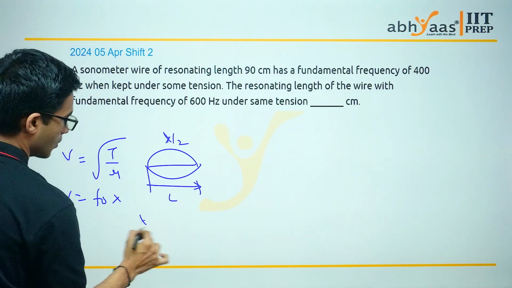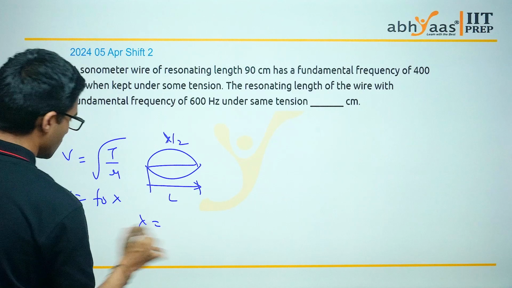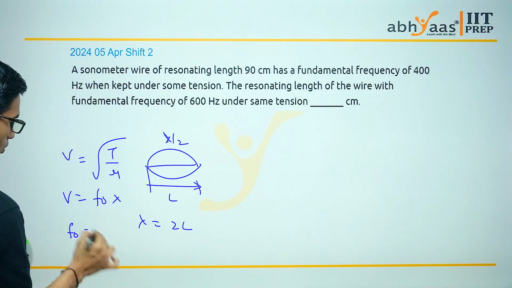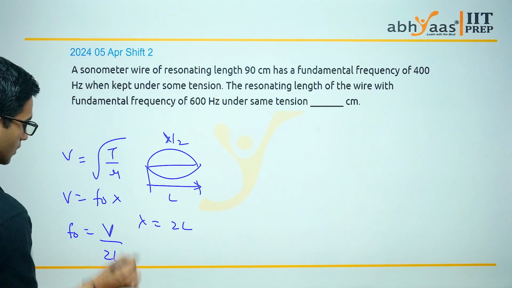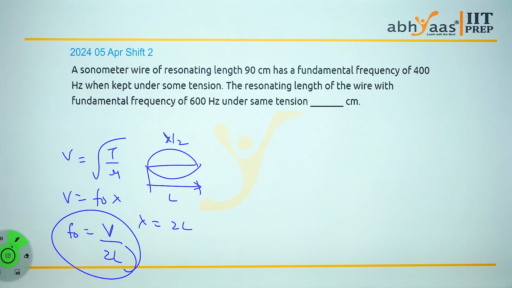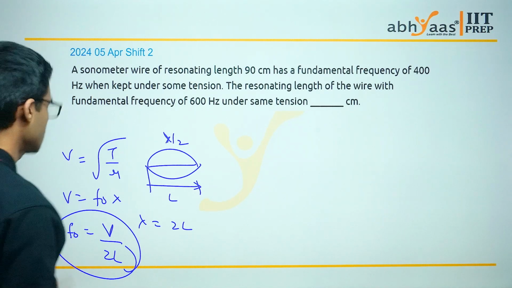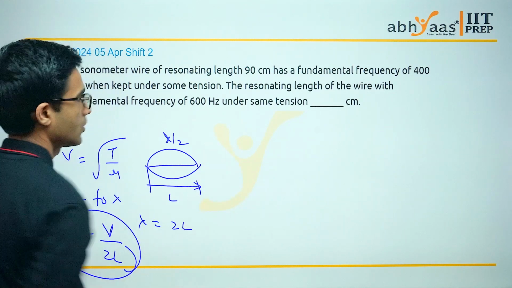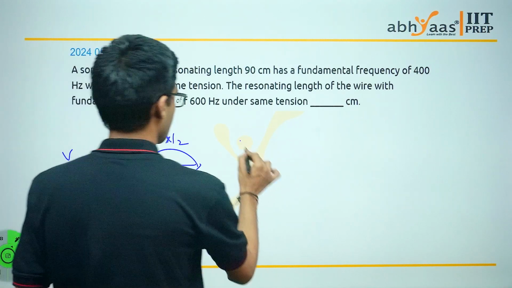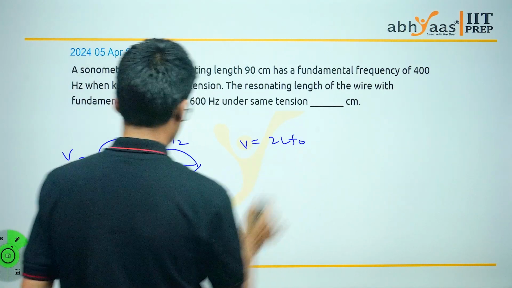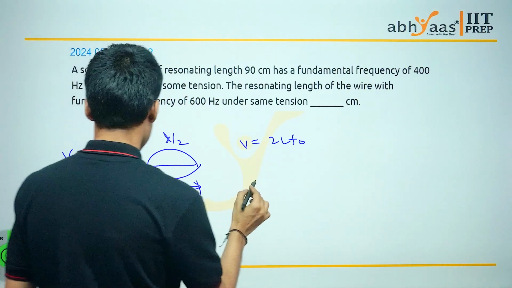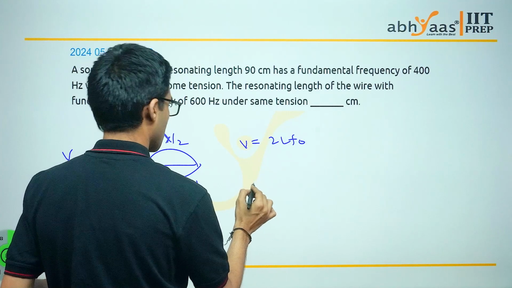So then lambda equals what? You will get 2L. Similarly, if you represent V by lambda, that is 2L F naught. Another time, the frequency is 600 Hz, and under the same tension you need to calculate the length. You know that V is equal to 2L F naught. Second thing, L here, let's see what you will get.